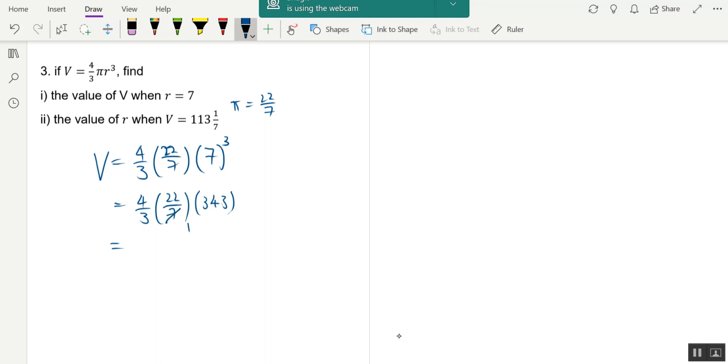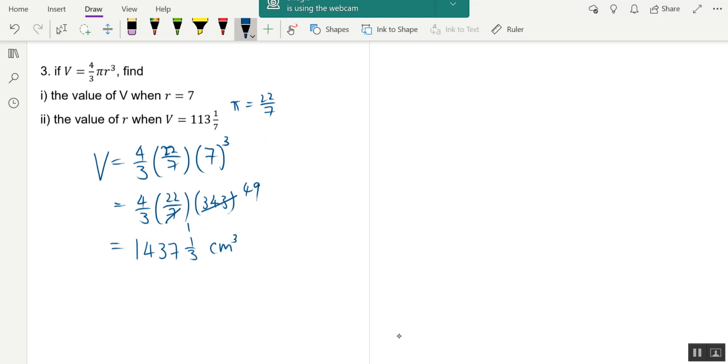So this is 1, this is 49. Then we can just calculate 4 times 22 times 49 over 3, and you will get a fraction. I'll leave it as a mixed number. Because it's volume, let's put the units. So it's important to put your values into the bracket.